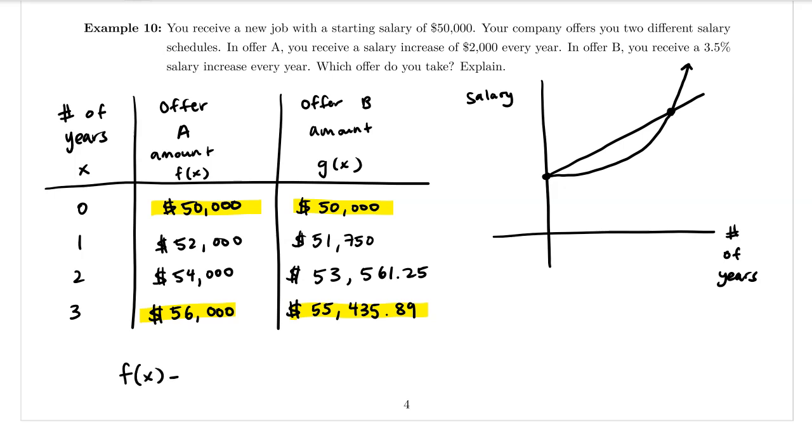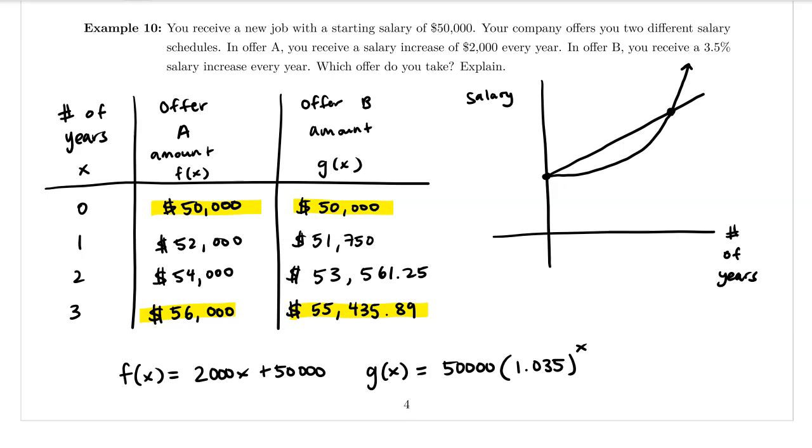So the function formula for f of x, because this is a linear function, is going to be 2000x. That's our slope. Our slope is 2000. And then our starting amount is 50,000. So there's our linear function. And then g of x is equal to, we have the starting amount of 50,000, and then our common ratio, or our growth factor, is 1.035, and then this is going to be raised to the x power.